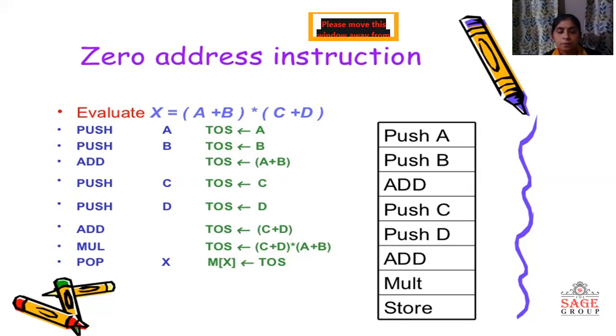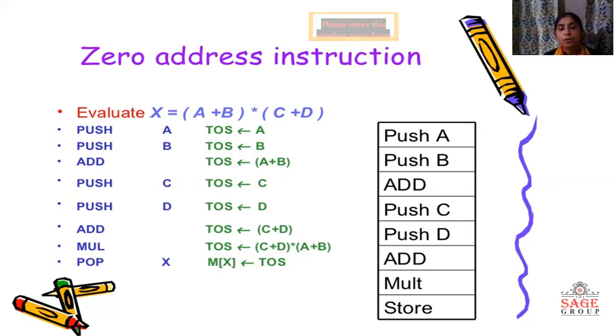Then add, this A and B data will be added, and now this addition will be at the top of stack. Then again for C plus D, top of stack is C, then top of stack is D. Then again at the top, C plus D will be at the top of stack. Then C plus D and A plus B will be multiplied, and this multiplied result will be at the top of stack, and that top of stack data will be transferred into the memory location X.